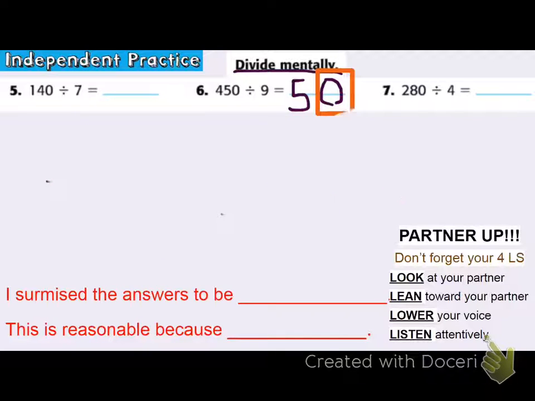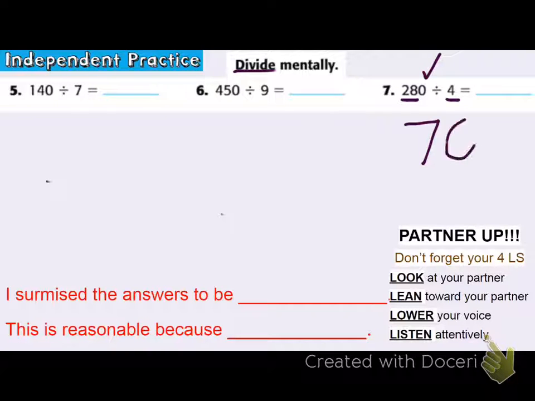I can move on to problem 7. I'm going to start with the basic fact. How many times does 4 divide into 28? Well, I know that 4 times 7 is 28. Step 2, place value. Well, there's a 0 for the hundreds place.